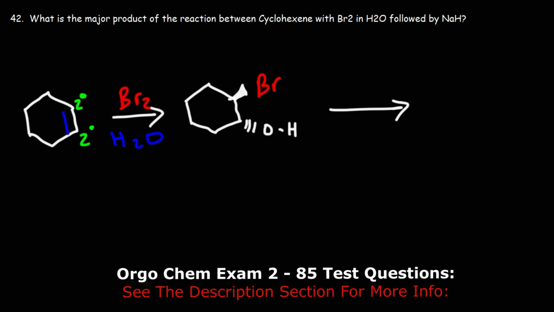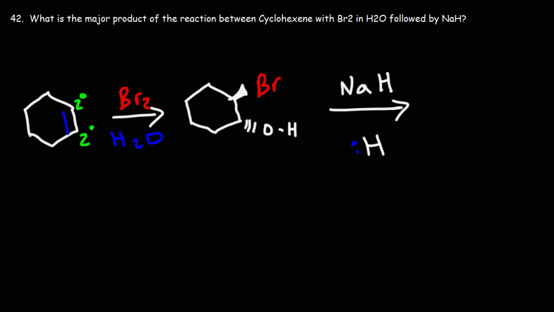Now, in the next step, we're going to use sodium hydride. Hydride is a strong base, and it's going to go for the relatively acidic OH hydrogen. So we're going to get an alkoxide. This is going to be another SN2 intramolecular reaction.